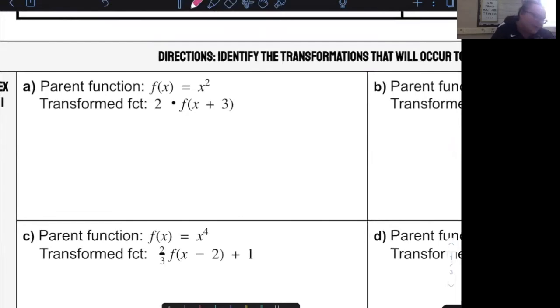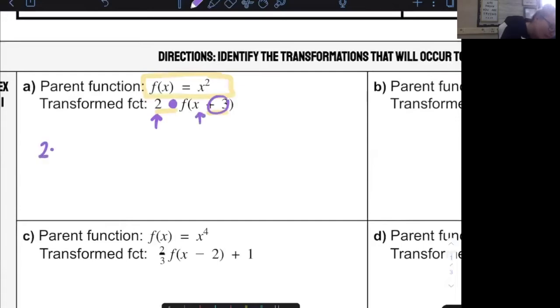Okay, so if our function is f of x equals x squared, in part A here, the transformations that are going to occur are, we're going to take 2 times f of x plus 3. So notice we're adding 3 directly to x. We're taking f of x plus 3. And then we're multiplying the entire function by 2.